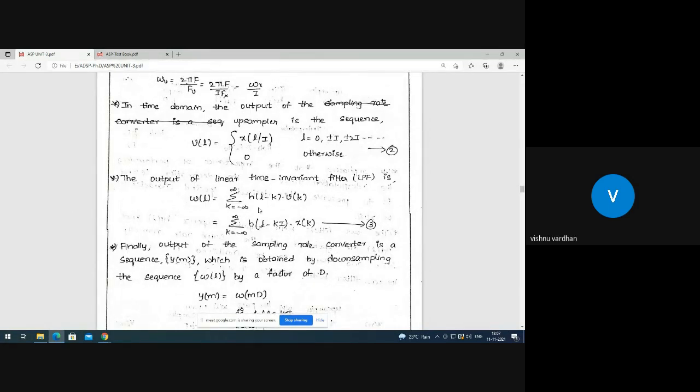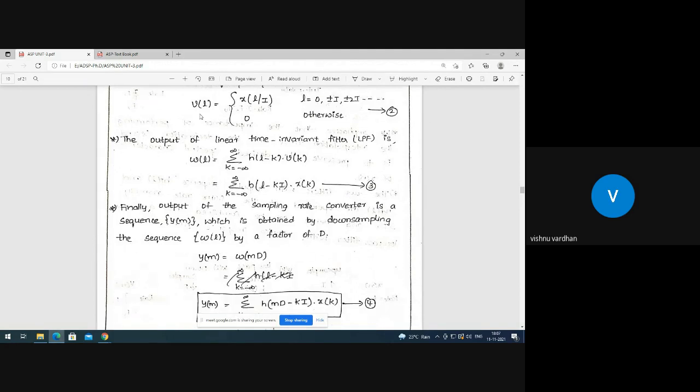Same discussion will go here also. So in the time domain, the output of the upsampler is V of L equals X of L by I for L equal to 0, plus or minus I, plus or minus 2I, and 0 otherwise. And the next one is the filter. So W of L equals sigma K equals minus infinity to infinity H of L minus K times V of K. So this is the output of the filter.